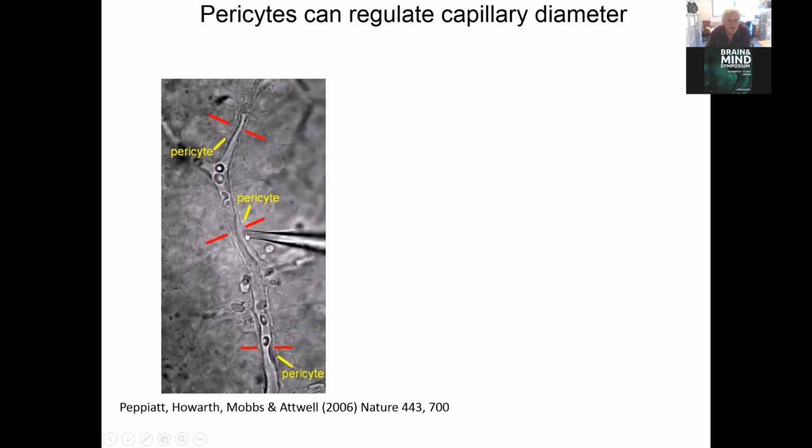This patch pipette is being used to depolarize a pericyte underneath here. If I play the movie, you'll see that when it's depolarized, it squeezes off the capillary completely, showing the power of these cells, at least to shut down blood flow.